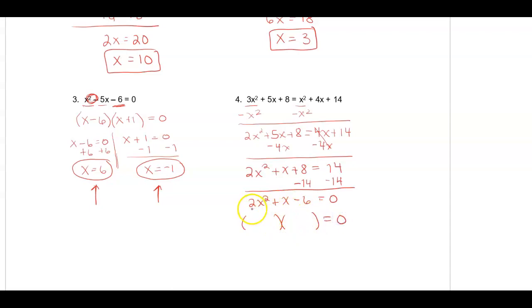The front of the quadratic is 2x squared, so that means the front of one is 2x and the front of the other is x. Now I need two numbers that multiply to -6. So I could do 6 and 1, I could do 3 and 2. Well, it's going to be 3 and 2. And what I do is I put the 3 here and I put the 2 here.